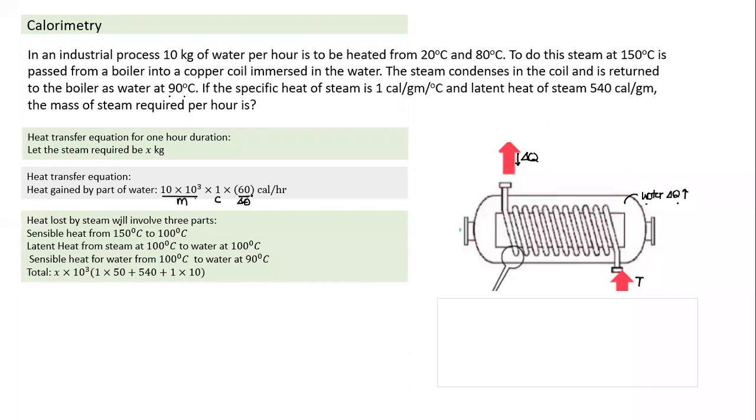And the heat lost by steam will involve three parts. First, sensible heat. Sensible heat means the part of the heat which changes temperature. So first, sensible heat as steam cools down from steam at 150 degrees to steam at 100 degrees centigrade. Then steam at 100 degrees will turn into water at 100 degrees centigrade. Then again sensible heat, from water at 100 degrees centigrade to water at 90 degrees centigrade. So we have to add up all three parts here.